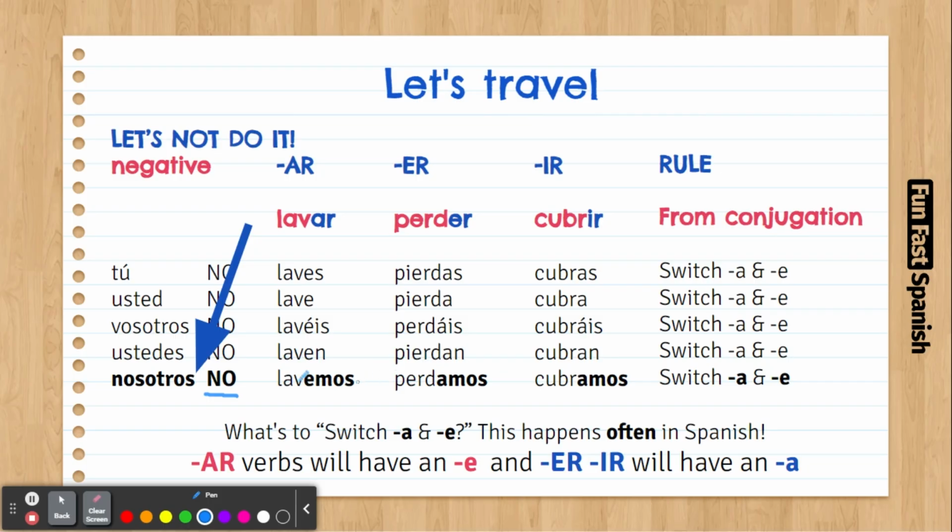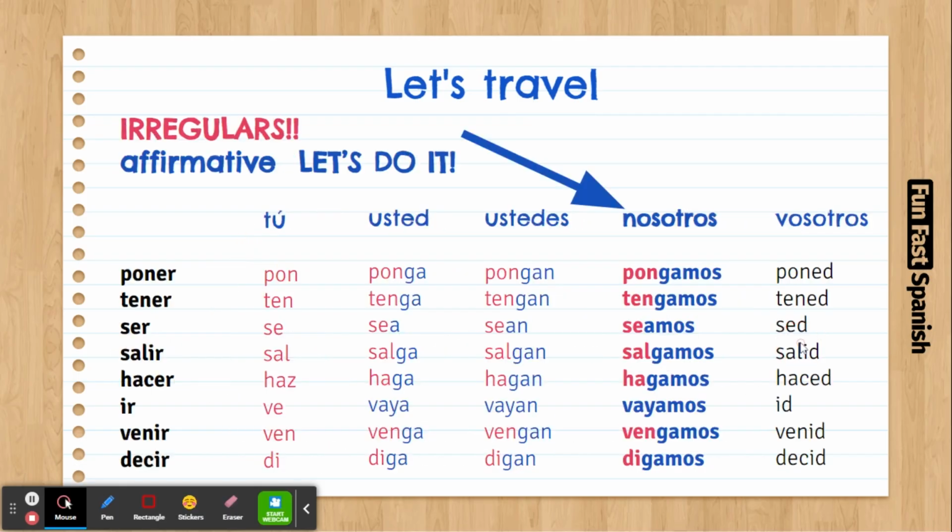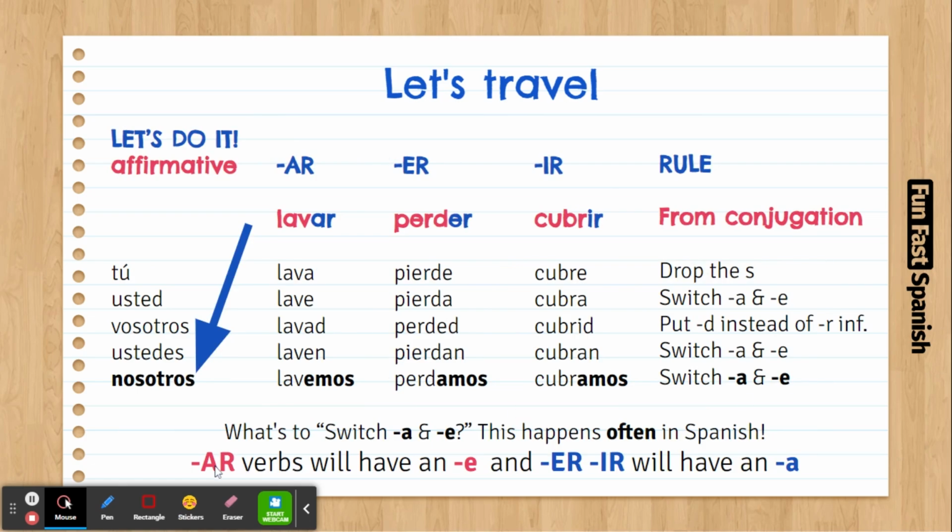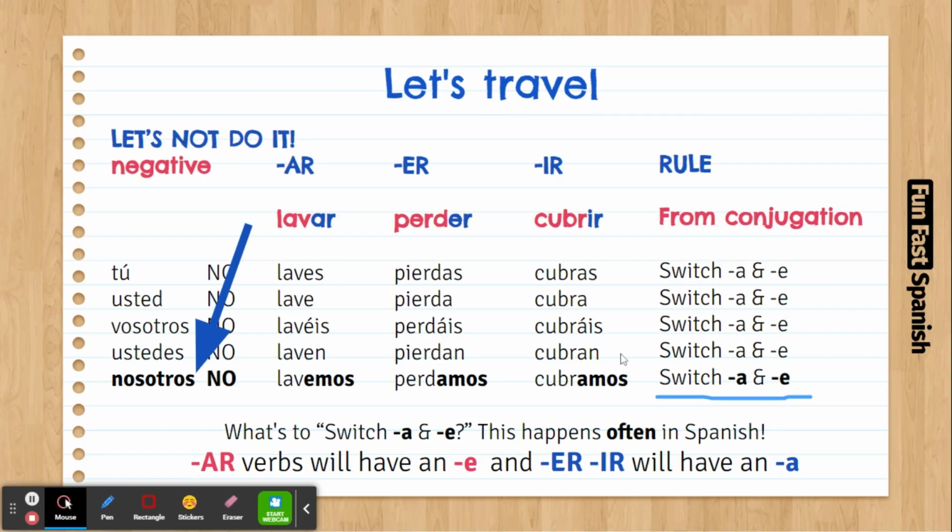Let's lose the game. Perdamos el juego. Let's not lose the game. No perdamos el juego. Let's cover the table. Cubramos la mesa. Let's not cover the table. No cubramos la mesa. So that's how you do the negative. Easy, right? You just add the no. Because it's the same rule. You just have to do the same switch. If you see here, we do the switch, right? Here and here for affirmative is the same switch as well as for the negative. So that's how you do it.